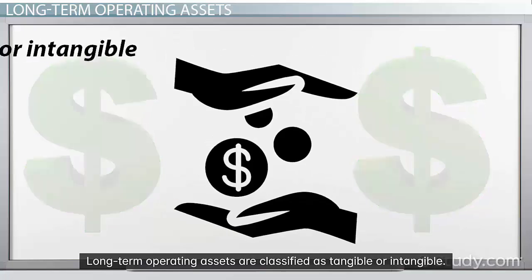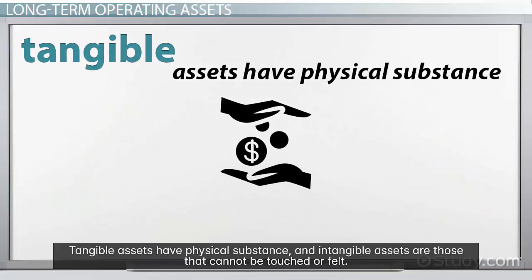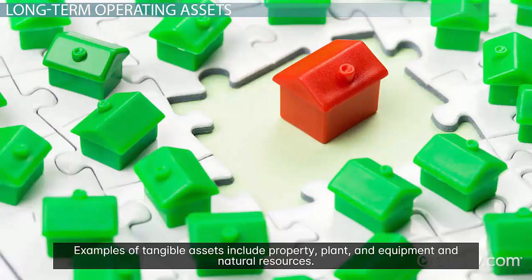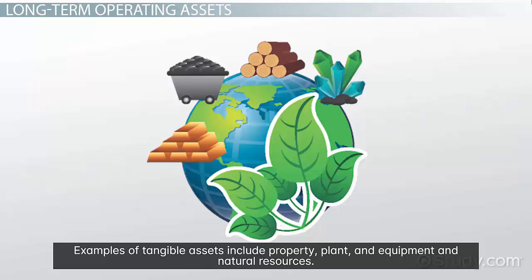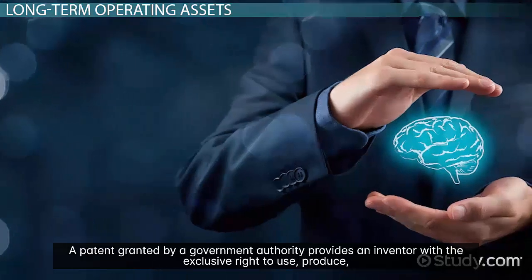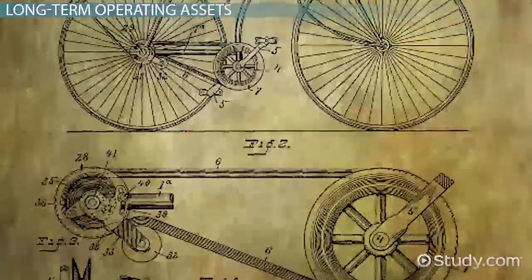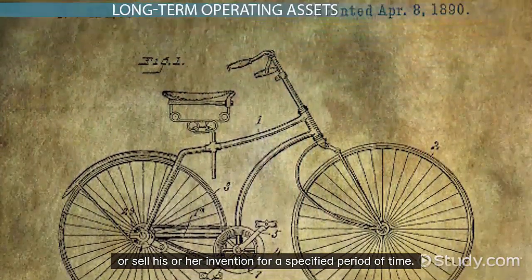Long-term operating assets are classified as tangible or intangible. Tangible assets have physical substance, and intangible assets are those that cannot be touched or felt. Examples of tangible assets include property, plant and equipment, and natural resources. A patent is an example of an intangible asset. A patent granted by a government authority provides an inventor with the exclusive right to use, produce, or sell his or her invention for a specified period of time.